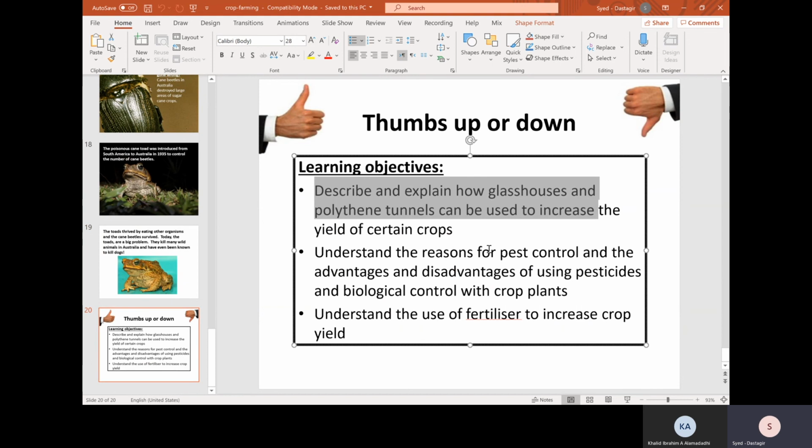So, by now, hopefully you'd be able to explain how glass houses and polythene tunnels were used to increase the yield, the reasons for pests, advantages, disadvantages, and understand the use of fertilizers. So that section is completed, and I'll start a new video.